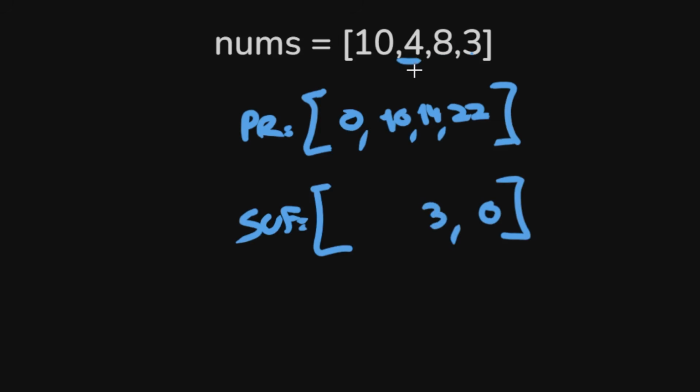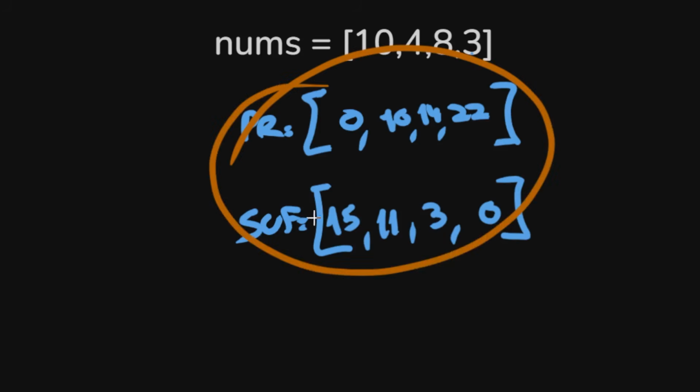Next we are here and to the right we have 8 plus the accumulated suffix. 8 plus 3 is equal to 11. And finally from here to the right we have 4 plus 8 plus 3, which is 15. And this is exactly the same as taking the accumulated suffix sum plus the previous number. 4 plus 11 is equal to 15.